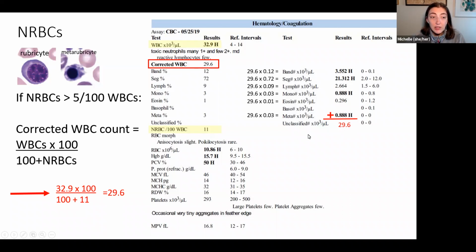And for NRBCs, that can be these metarubricytes or rubricytes. Often if I'm seeing a lot of rubricytes, especially if it's, I think, an inappropriate rubricytosis, then I'll put a note here that it's metas and rubricytes, but not always. And then RBC morph is here. Oh, this is the equation for figuring out the corrected white blood cell count. We'll always do that for you, but in general practice, that may be some information that you want to know.